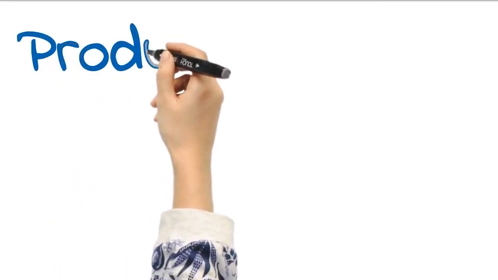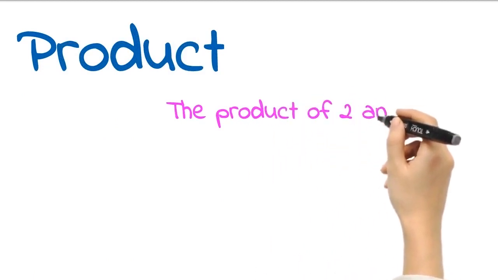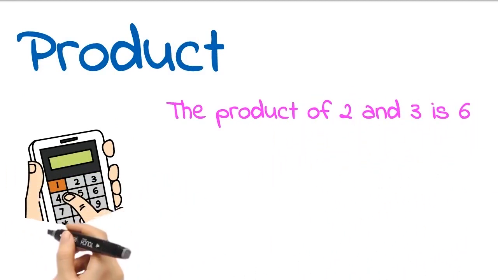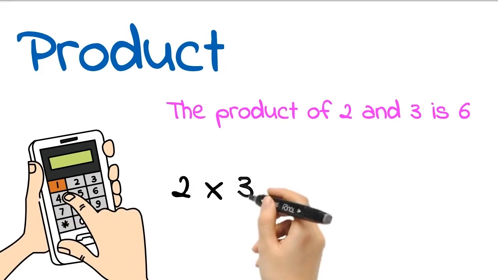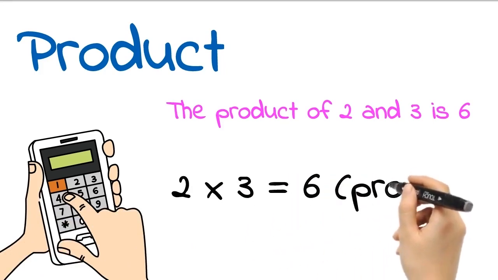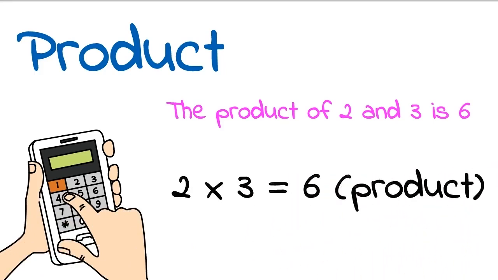When we say, what is the product of two numbers, we mean, what is the result if we multiply the two numbers together? For example, the product of 2 and 3 is 6.